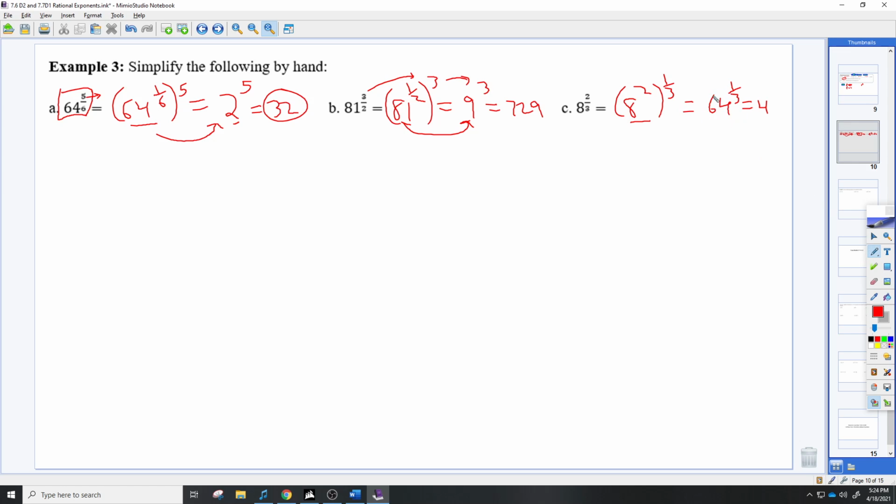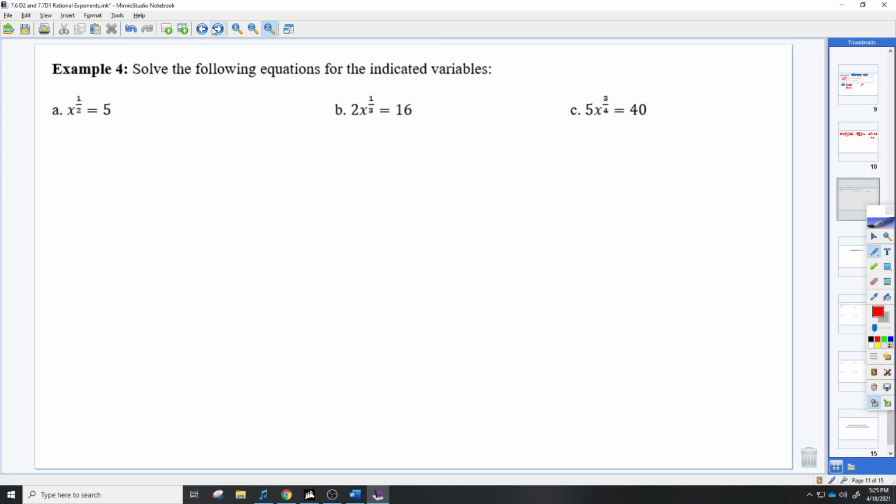Which really means, this expression here means, what number to the 3rd power gives you 64. And that's 4 times 4 times 4. There's 3 of them. And that's your answer. All right, the last one. Solving the following equations for the indicated variables.